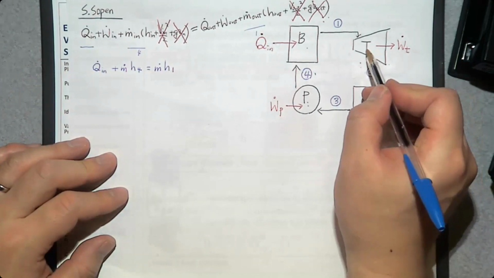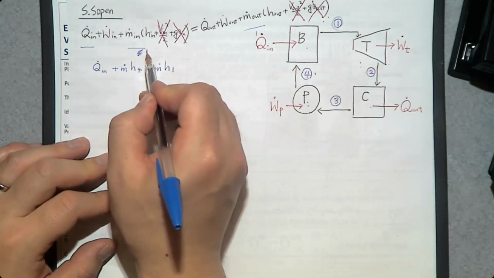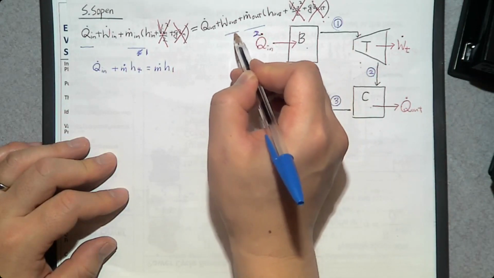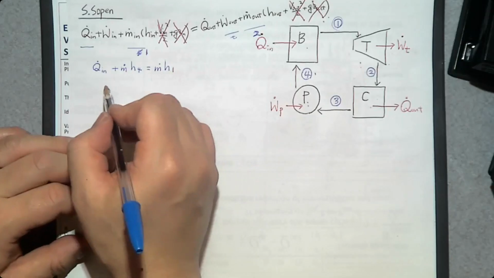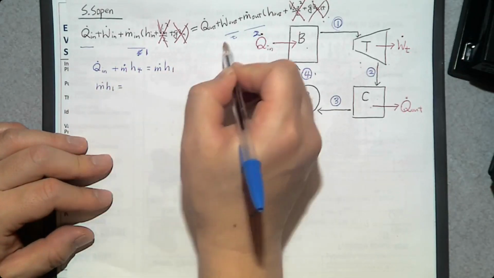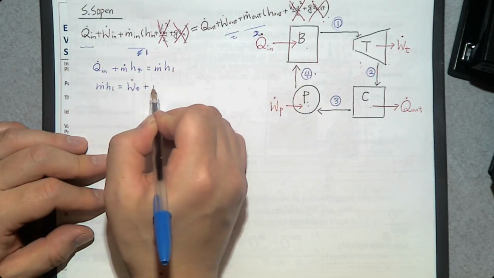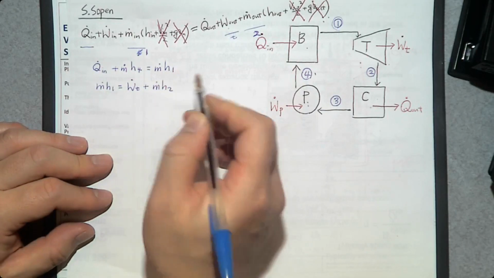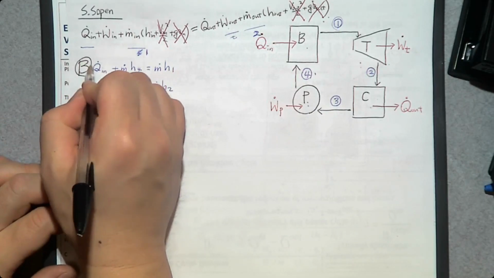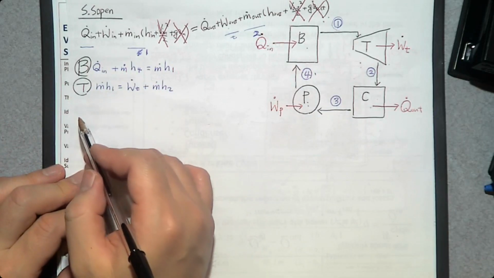What about this turbine? This turbine, the inlet is number 1, the exit is number 2, and this one produces power. So we have m dot H1 is turbine power, W dot T, plus m dot H2. That is the turbine.